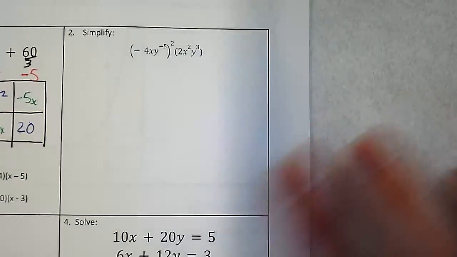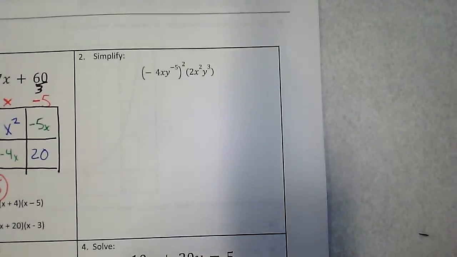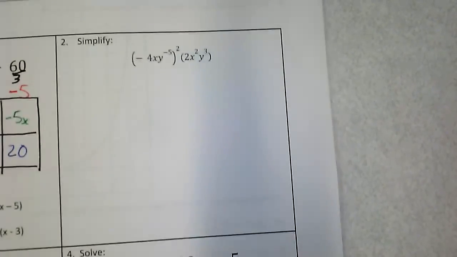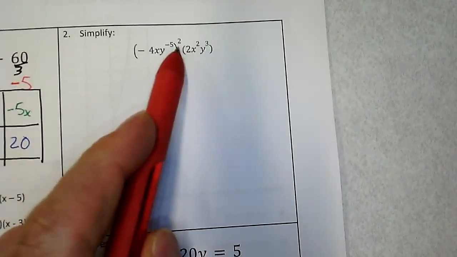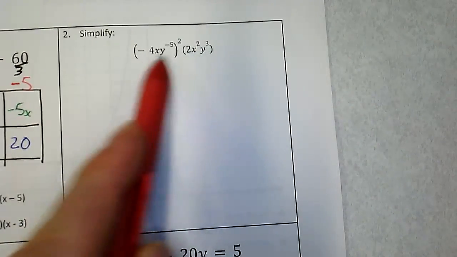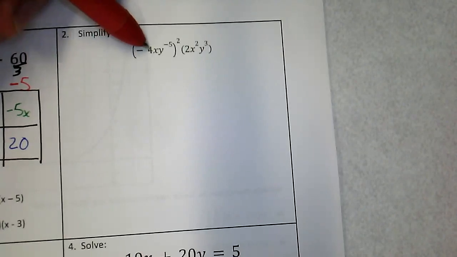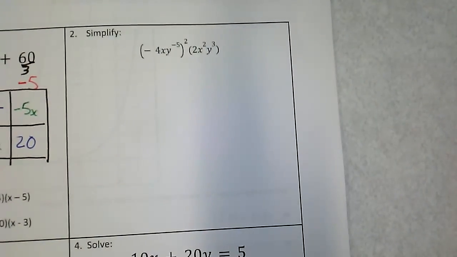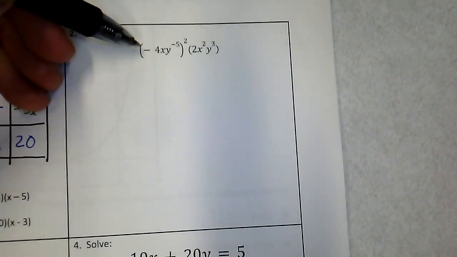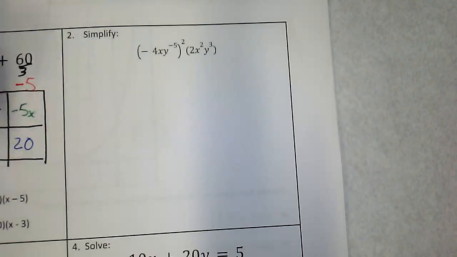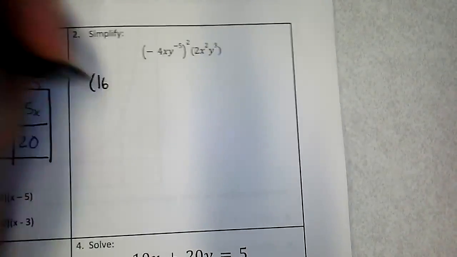Next question. All right, on this one, there's two different things that have to be done. We have an exponent here. This is being raised to the second power, and then we're supposed to multiply these two things. So the first thing we need to do is follow the product rule, which is to take this and raise it to the second power. So what we need to do is raise the big number to the given power. So negative 4 to the second power is 16.